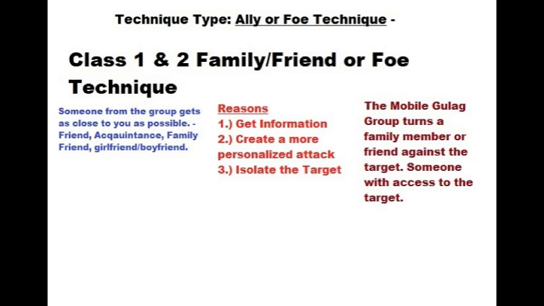This way, when the target is isolated, the only friend he will have left is a fake friend to the mobile gulag. That is the goal. That is what pushes the target to trust the wrong people, which in the end increases the isolation of the target, and ends up giving the gulag an overwhelming possibility that it will win.